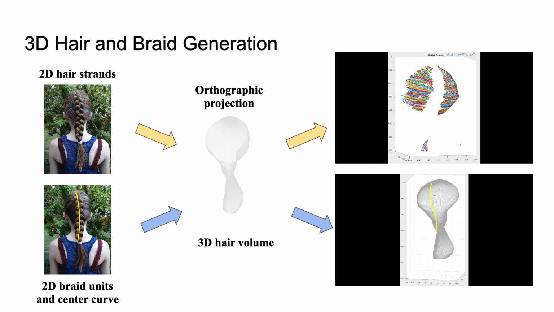Then we project the 3D hair volume back to the XY plane by orthographic projection. For each 2D hair data point in the 2D image, we find the 3 nearest projected points and calculate the z-coordinate of this point by linear interpolation of the z-coordinates of these 3D points in the 3D hair volume.